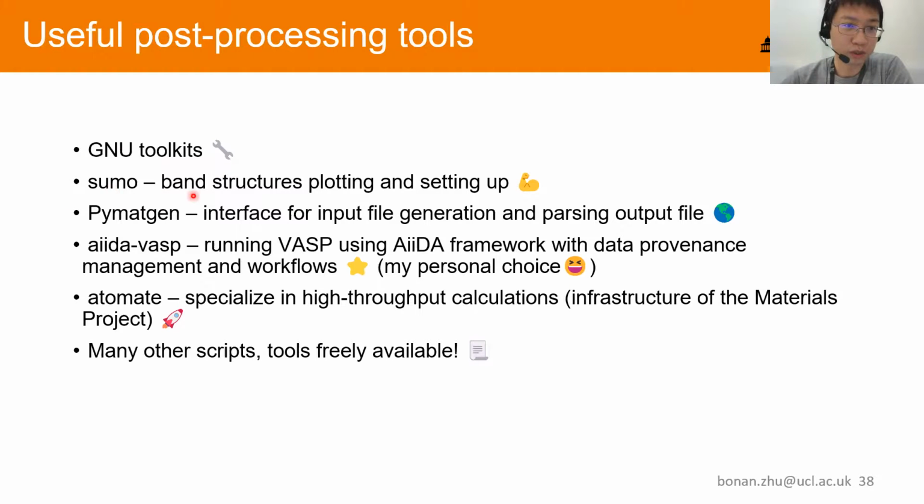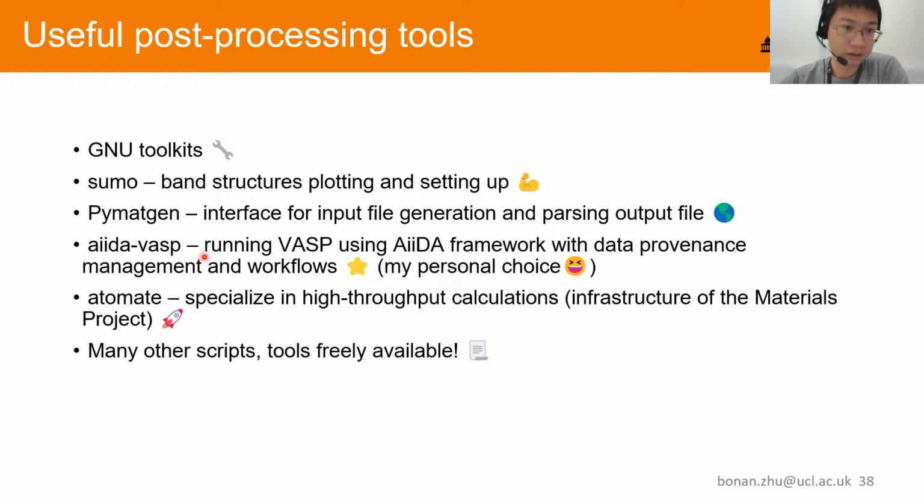There's also Sumo, which is for plotting band structures, which is what I showed. Pymatgen is also a very popular choice for interfacing with VASP, for preparing input files and parsing the output files.